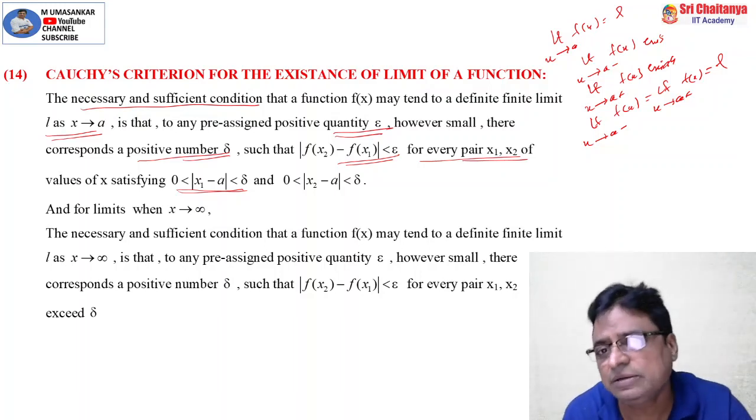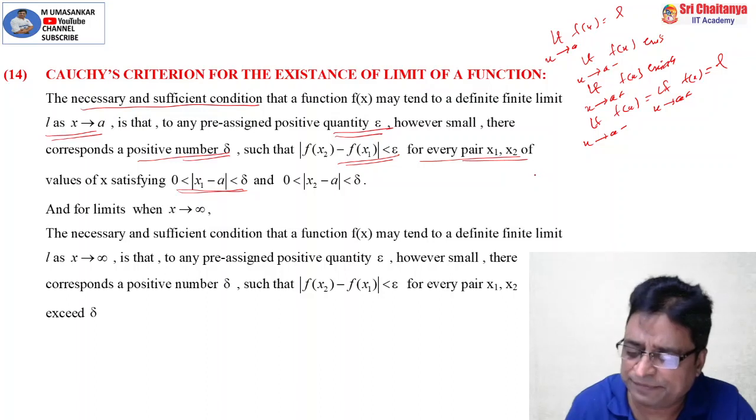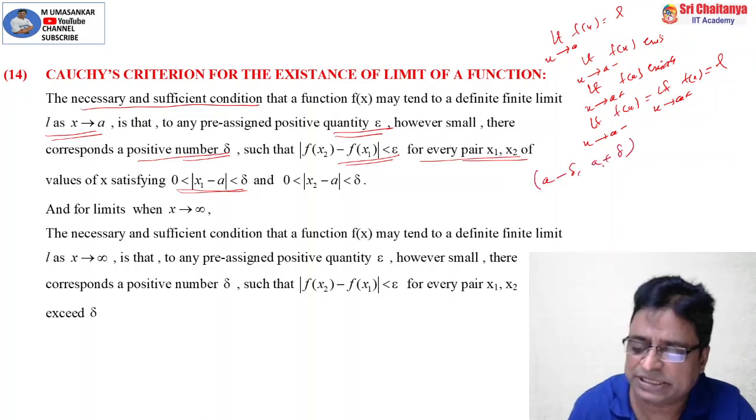What does it mean? Actually, x1 is in some delta neighborhood of a. That means it lies in a minus delta comma a plus delta.